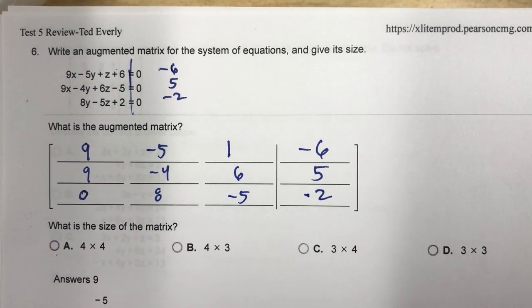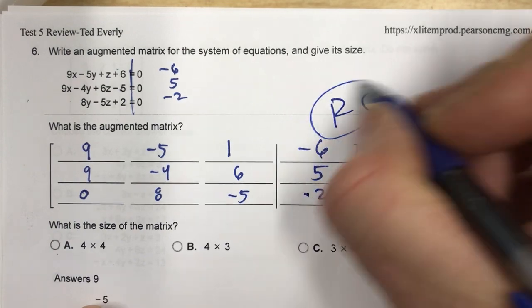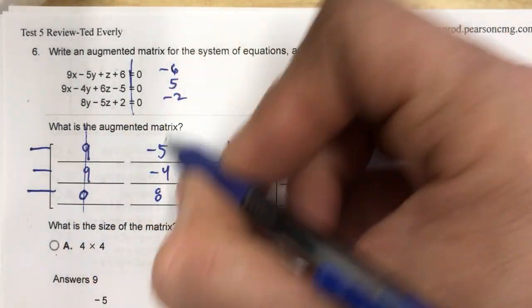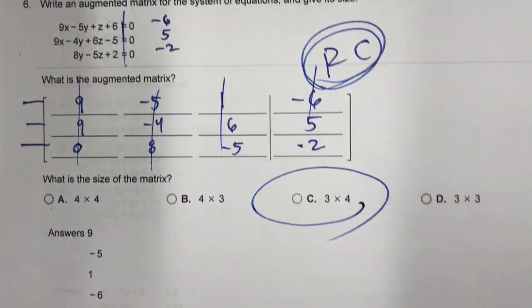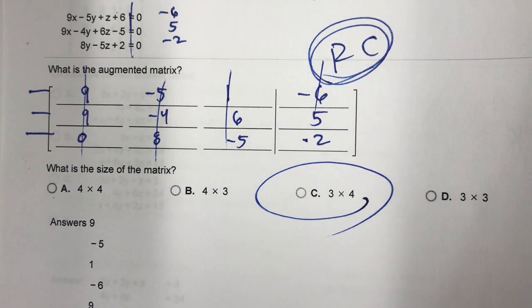Now, what's the size of this? All right, it's RC cola. So I've got 1, 2, I got 3 rows. I've got 1, 2, 3, 4 columns. There you go, 3 by 4. It's RC cola.